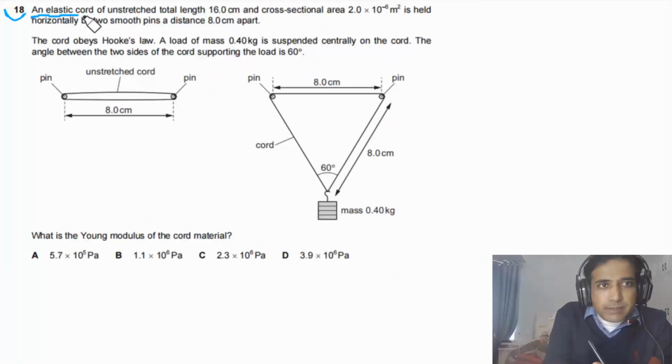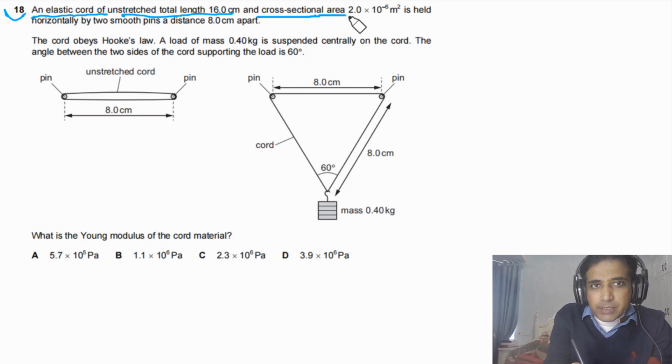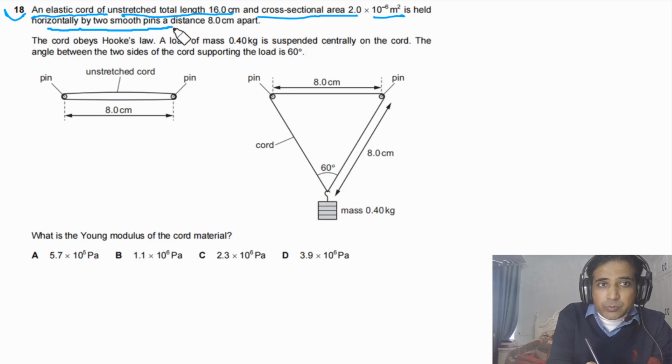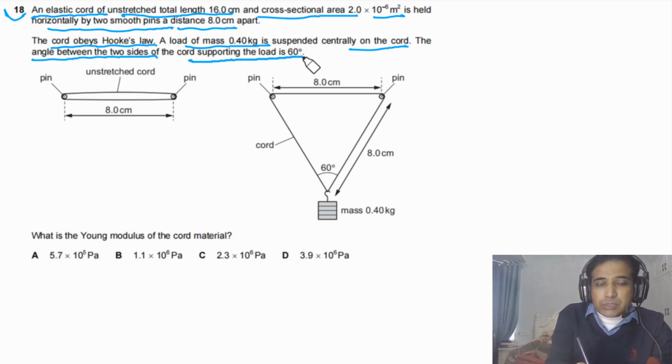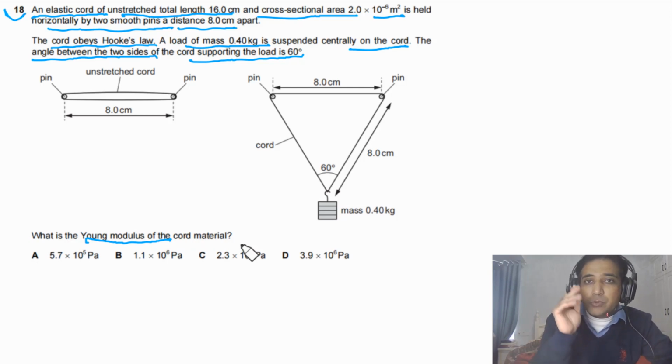Question 18 says an elastic cord of unstretched total length 16.0 centimeters and cross-sectional area 2.0 times 10 to minus 6 meter square is held horizontally by two smooth pins, a distance 8.0 centimeters apart. The cord obeys Hooke's law. A load of mass 0.40 kg is suspended on the cord. The angle between the two sides of the cord supporting the load is 60 degrees. What is the Young's modulus of the cord material? A typical question. So for this question we need to calculate Young's modulus.